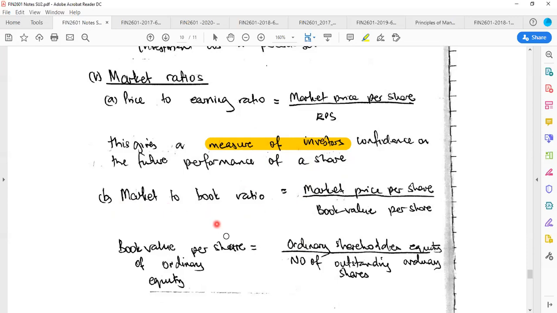And the market to book ratio is given by the market price per share divided by the book value per share. Sometimes you need to calculate this book value per share. The book value per share of ordinary equity is given by the ordinary shareholders' equity divided by the number of outstanding ordinary shares. So they'll give you this information in the question.